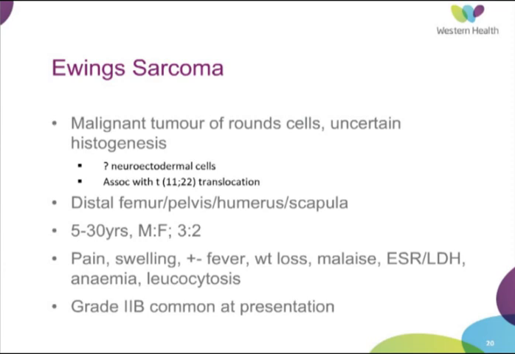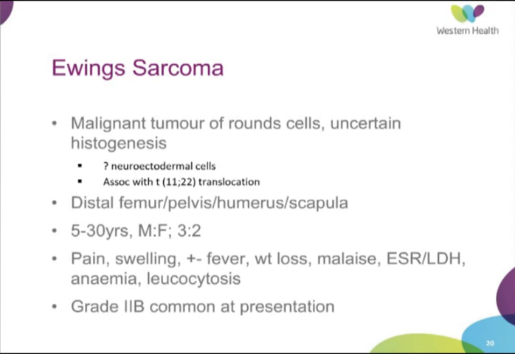I'd also like to talk a little bit about Ewing's sarcoma. Ewing's sarcoma is a tumour of round cells which are of an uncertain origin. It's thought that they may be neuroectodermal cells. They are associated with a translocation that is part of the tumour transformation of these cells into tumours between the 11th and 22nd chromosomes. The most common sites affected include the distal femur, pelvis, humerus and scapula.